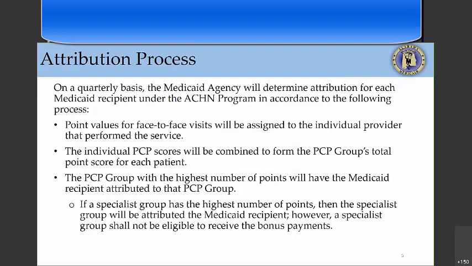How will attribution work? On a quarterly basis, the Medicaid Agency will determine attribution for each Medicaid recipient under the ACHN program in accordance with the following process. Point values for face-to-face visits will be assigned to the individual provider that is performing the service. Then the individual PCP scores will be combined to form the PCP group's total point score for each recipient. The PCP group with the highest number of points will have the Medicaid recipient attributed to that PCP group. We would note that if a specialist group has the highest number of points, then the specialist group will be attributed to the Medicaid recipient. However, a specialist group will not be eligible to receive bonus payments.